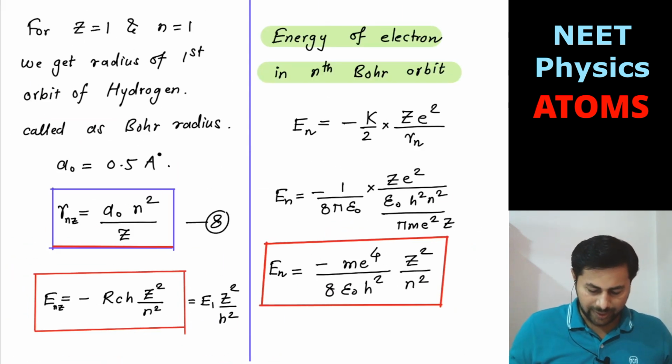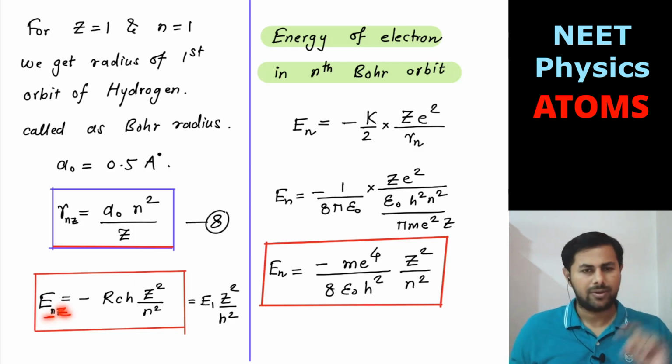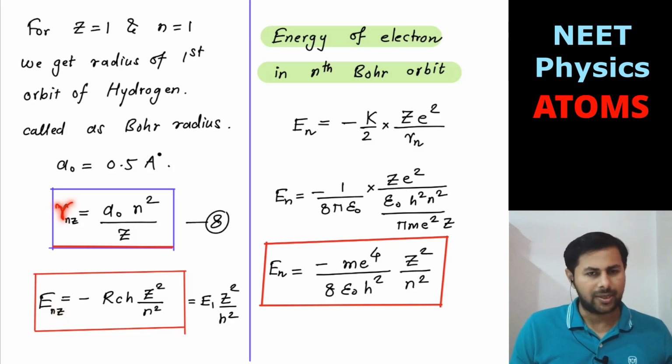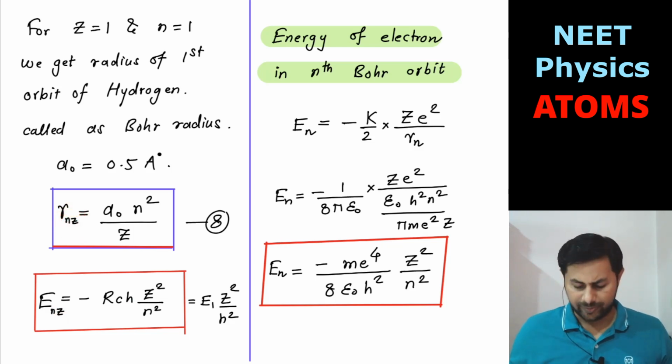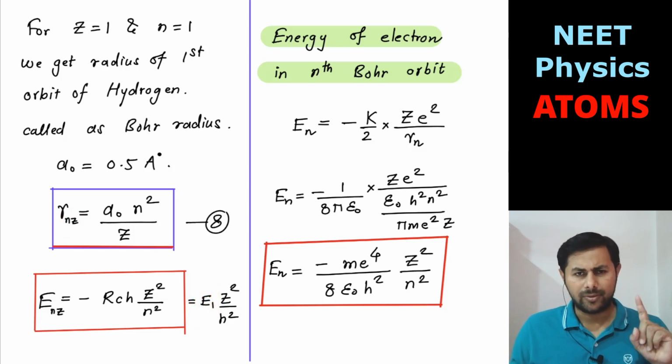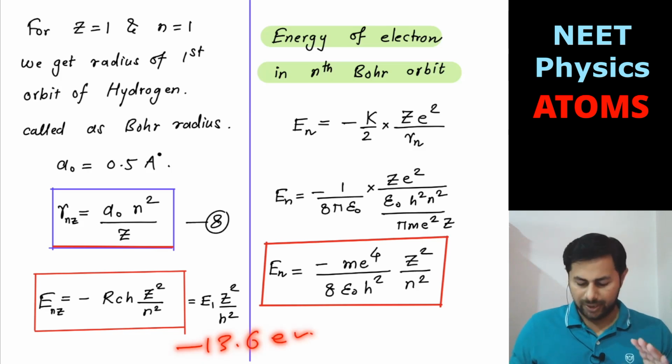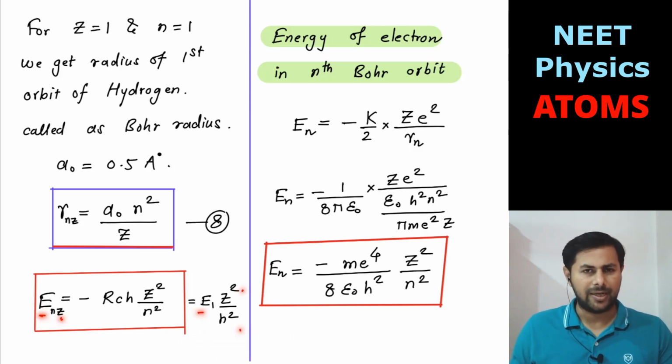So this is the energy of an electron in the nth level of an atom having atomic number Z, and this is the radius of the electron in the nth orbit of an atom having atomic number Z. So then E_n,Z is equal to what do you get? You get E1, the energy of the electron in the first orbit of the hydrogen atom, which is equal to minus RCH, and its value is minus 13.6 electron volts. So E_n,Z is equal to E1 times Z square by N square.